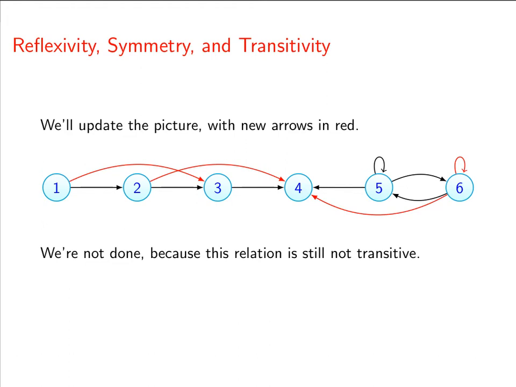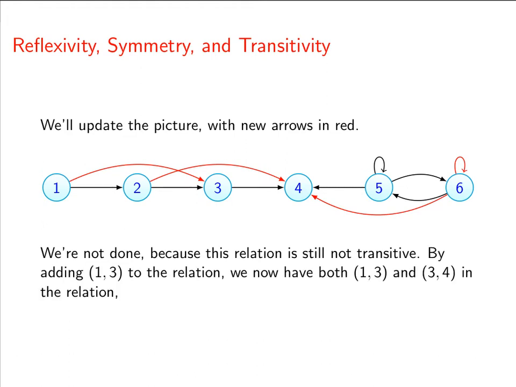Why not? Well, we added 1, 3 to the relation, and so at this point we have both 1, 3 and 3, 4 in the relation. So that means we have to add one more arrow, an arrow going from 1 to 4.